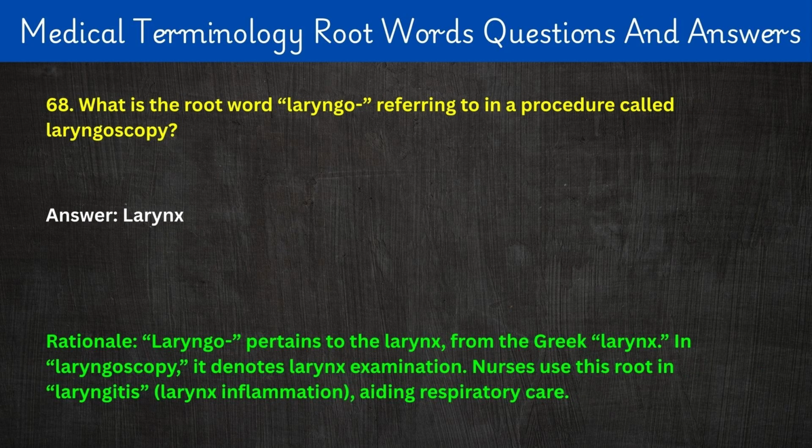68. What is the root word laryngo- referring to in a procedure called laryngoscopy? Answer: larynx. Rationale: Laryngo- pertains to the larynx, from the Greek larynx. In laryngoscopy, it denotes larynx examination. Nurses use this root in laryngitis, larynx inflammation, aiding respiratory care.